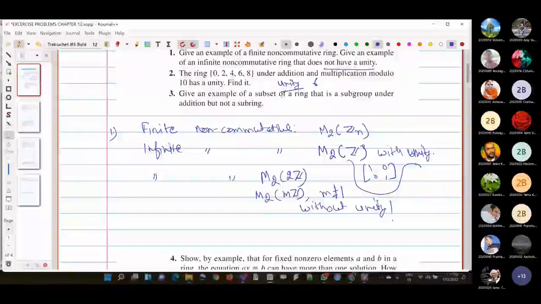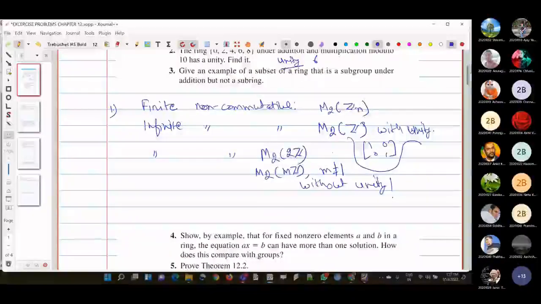The third question is: give an example of a subset of a ring that is a subgroup under addition but not a subring. So if it is a subgroup and not a subring, we know that if it is a subgroup, what thing can stop it from being a subring?